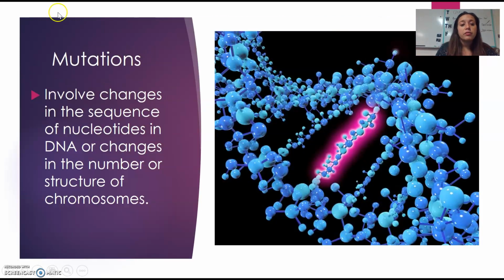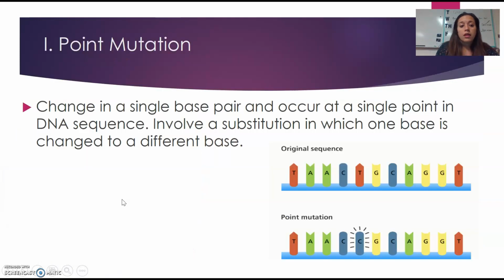Okay, so the definition of a mutation involves changes in the sequence of nucleotides. Remember, your nucleotides, think about your bases, like adenine, thymine, guanine, cytosine, uracil in the RNA. Because it will change then too. Or changes in the number or structure of chromosomes. So the number of chromosomes can get wacky as well.